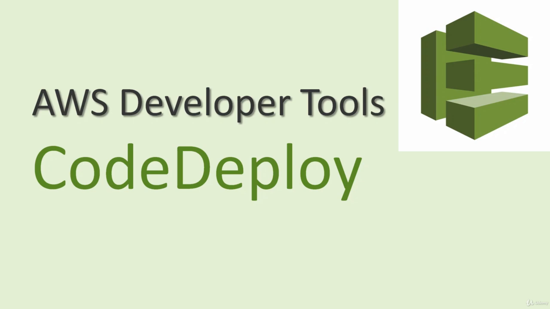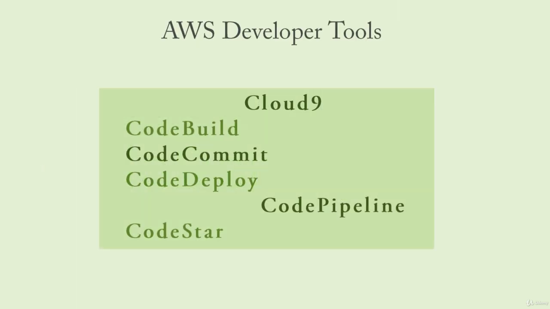Welcome back, friend. We are learning about AWS Developer tools, different tools, and here in this lecture, we're going to learn about CodeDeploy. So let's start. CodeDeploy is among the services on developer tools: Cloud9, CodeBuild, CodeCommit, CodePipeline, and CodeStar. We have written code using CodeCommit or Cloud9. We can then build using CodeBuild, and now we are going to deploy with CodeDeploy.